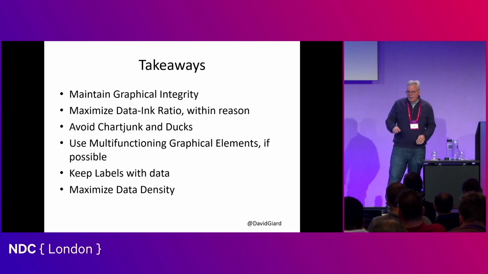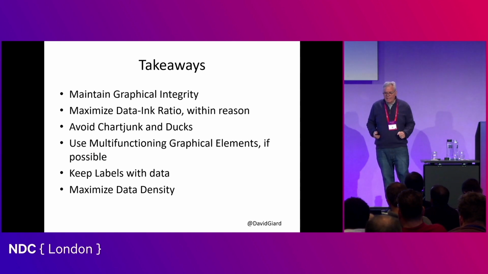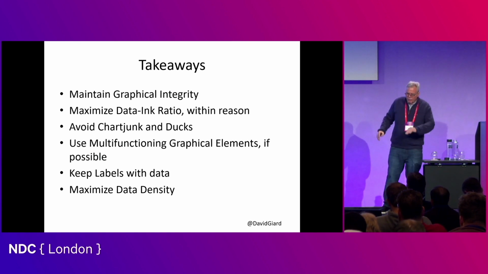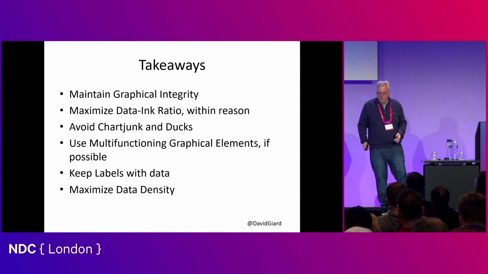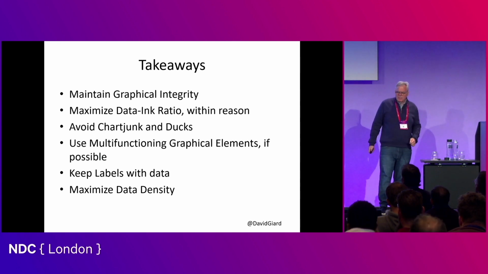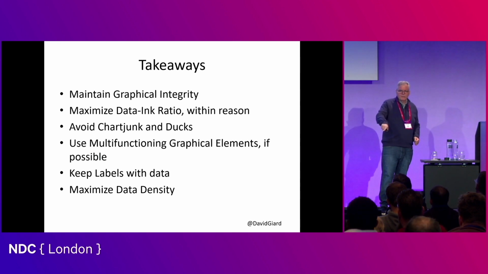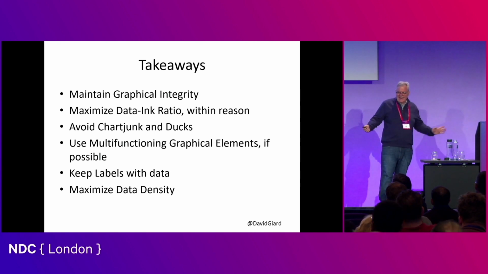And then the number one thing that I took away from this and how I changed things is the data-ink ratio. Think about that data-ink ratio and maximize it within reason. Avoid redundant data, avoid these chart junks and ducks. They don't really add anything at all. Multifunctioning graphical elements, they're cool if you can do them. They're really clever. Do keep the labels of data. If you can avoid legends, absolutely. Label these things directly. And don't be afraid to maximize your data density.